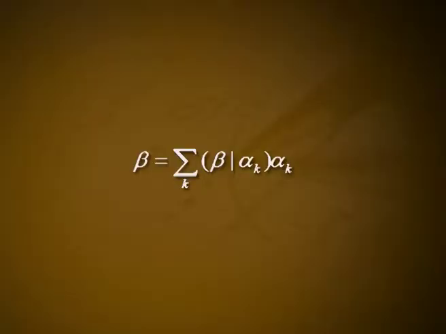In the special case in which alpha 1 etc. alpha n is an orthonormal set, Bessel's inequality says that the sum over k of mod inner product beta, alpha k squared is less than or equal to norm beta squared. The corollary also tells us in this case that beta is in the subspace spanned by alpha 1 etc. alpha n if and only if beta is equal to the sum over k of inner product beta, alpha k times alpha k, or if and only if Bessel's inequality is actually an equality.